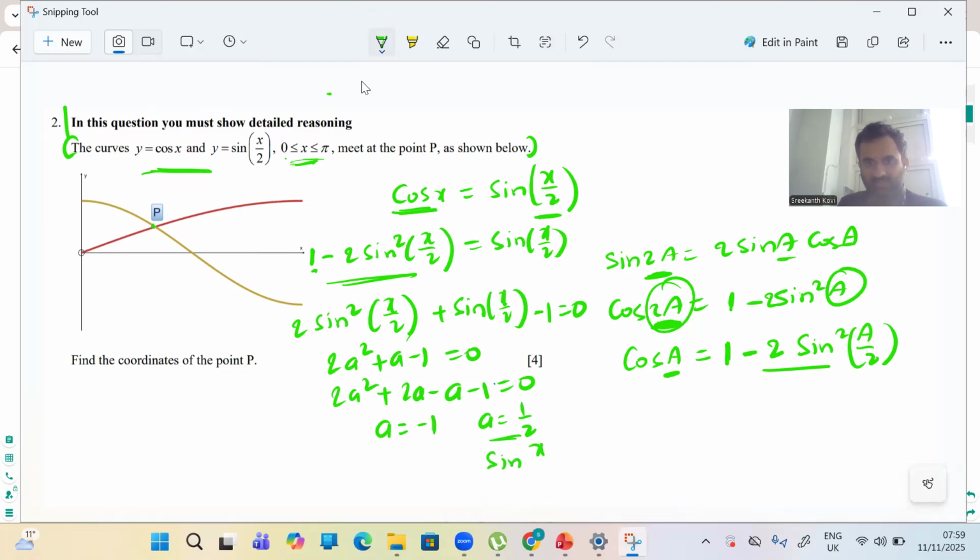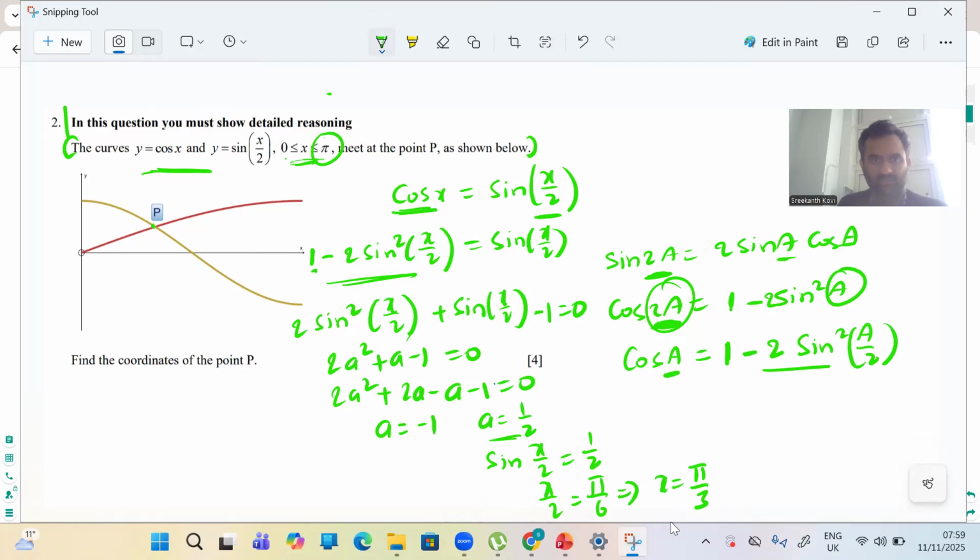Sin x divided by 2 is equal to 1 divided by 2. If you input in the calculator sin inverse of half, which is 30 degrees, pay attention, the question is in radians. You would write pi divided by 6. So x is equal to pi divided by 3.